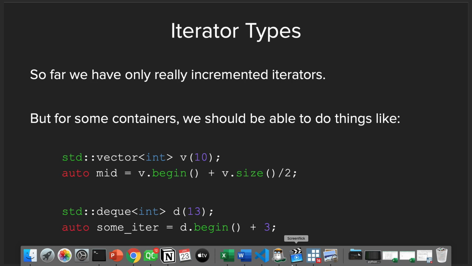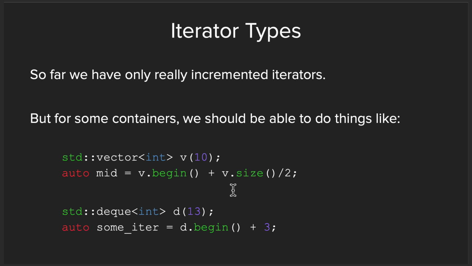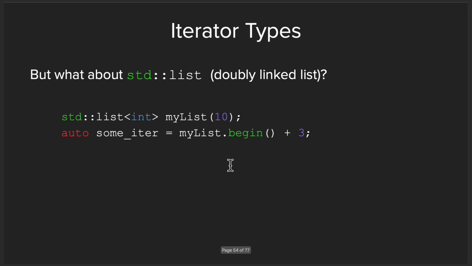So, iterator types. So far, we've really only incremented them using plus plus, but for some things, like a vector, it makes sense that we would be able to do something like add, say, the size divided by 2 to that iterator. And same with the deque. Seems like that should be something we should be able to do.